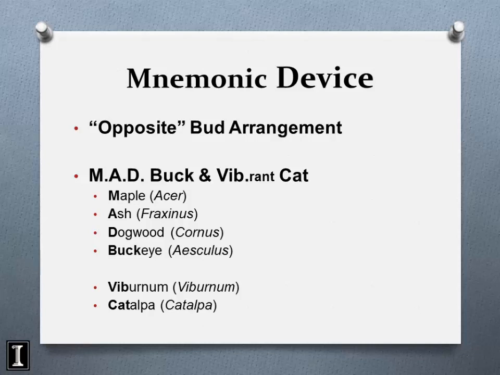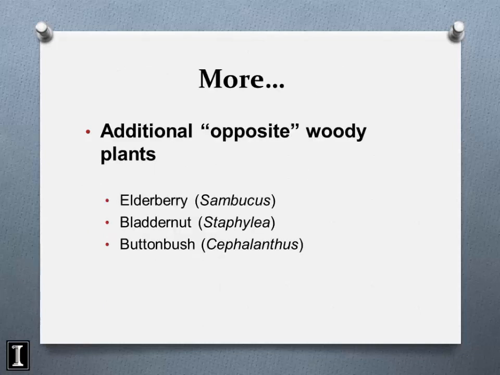Viburnums, all viburnums are opposite. So that's a very helpful aid. Most viburnums are shrubs or small trees, okay? Catalpa is our one whorled specimen. And there's a couple other ones. Elderberry. Elderberry is becoming really popular for planting. Bladdernut and buttonbush. Those three are woody shrub species. Those are all opposite as well.